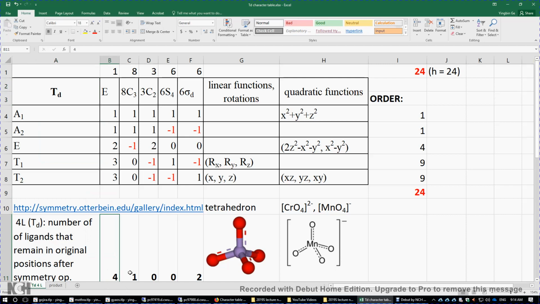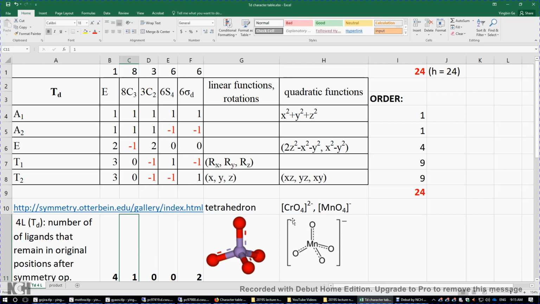What if we do a C3 rotation? Either 120 degrees or 240 degrees, because this C3 axis passes through one of the 4 ligands. Again, just either this one or this one, just one of the 4 ligands. The other 3 ligands will move away from their original position. So only one ligand remains in its original position. So I put a number 1 here.